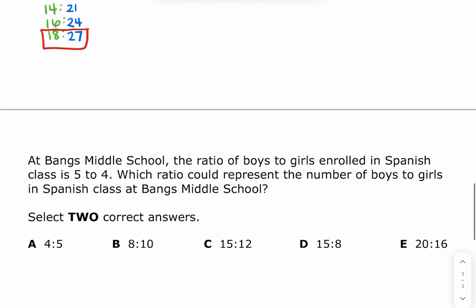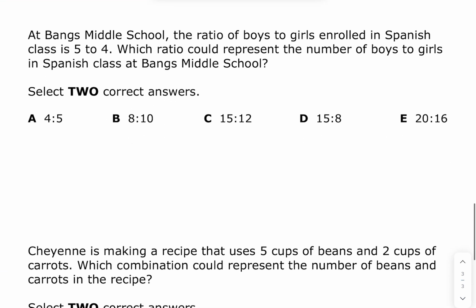All right, let's go to the next one. At Bangs Middle School, the, keyword, what is it? Ratio of boys to girls enrolled in Spanish is 5:4. Which ratio could represent the number of boys to girls in the Spanish class at Bangs? There are 2 correct answers.